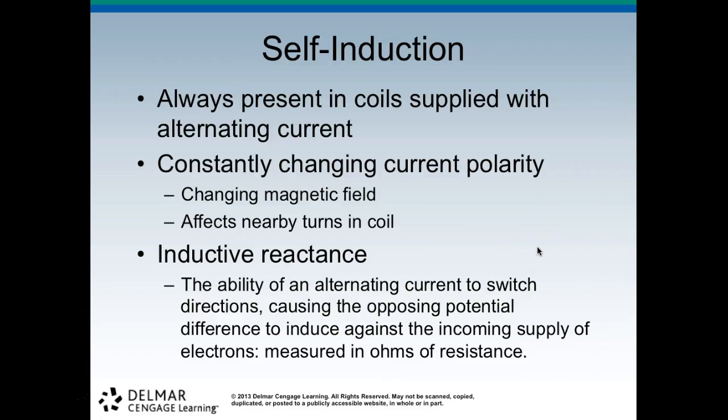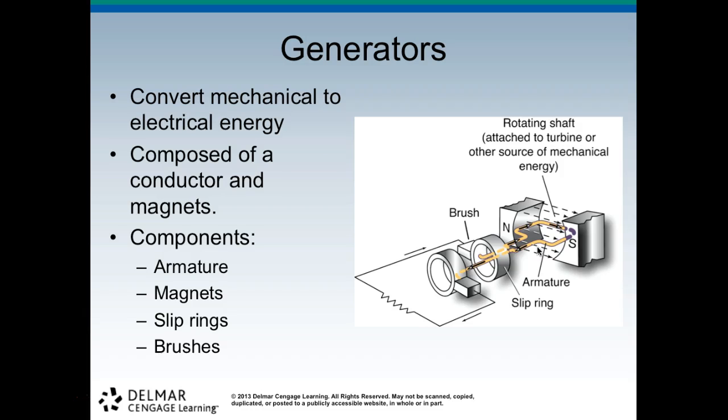Self-induction is always present in coils supplied with alternating current, so constantly changing current polarity, and the changing magnetic fields affect nearby turns in the coil. Inductive reactance is the opposition to the alternating current switching directions, causing an opposing potential difference to be induced against the incoming supply of electrons, and it's measured in ohms.